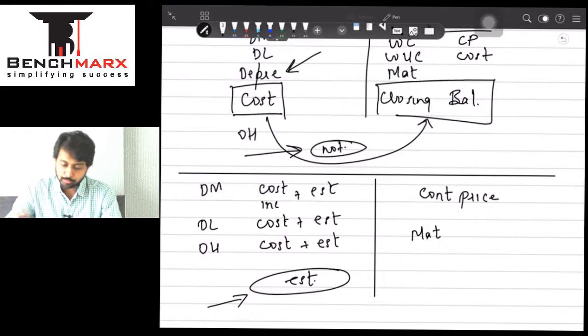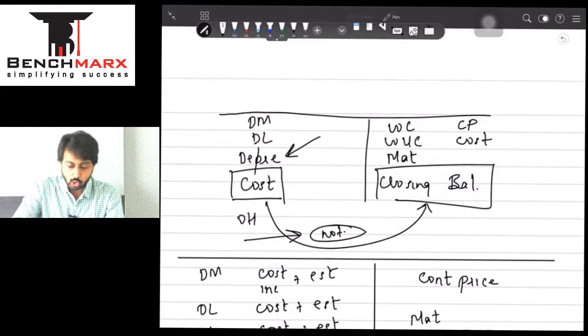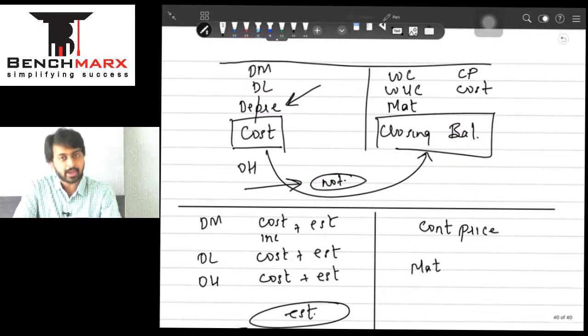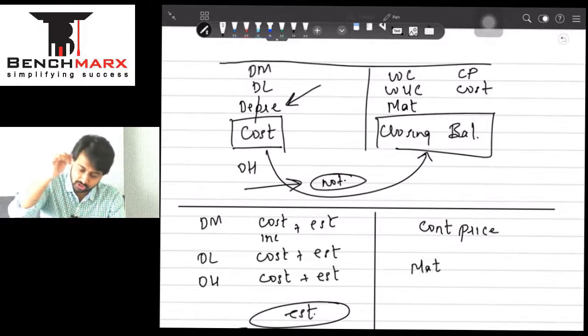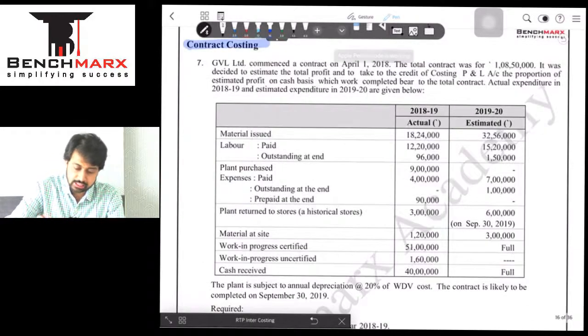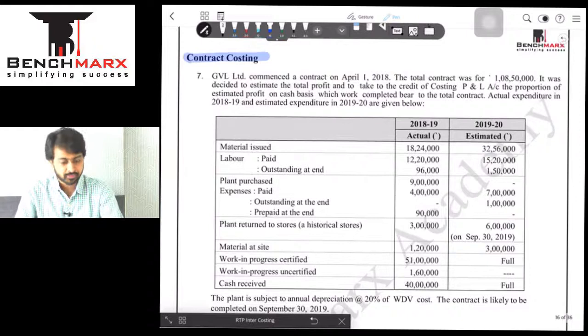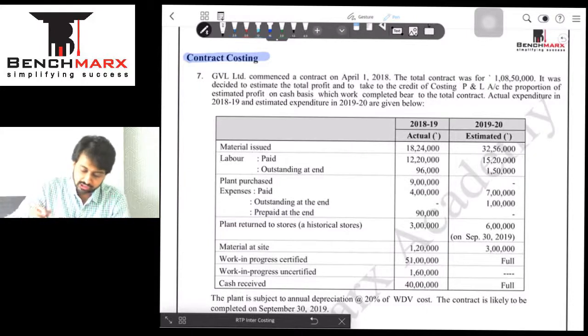ठीक है, I hope this is clear और तुमको याद आया हो what we are doing in contract costing, and based on that we are going to solve question number 7. चालू करेंगे? Yes, let us start please. Question number 7 is what we are doing from November 19's RTP. So let us start. Question 7.